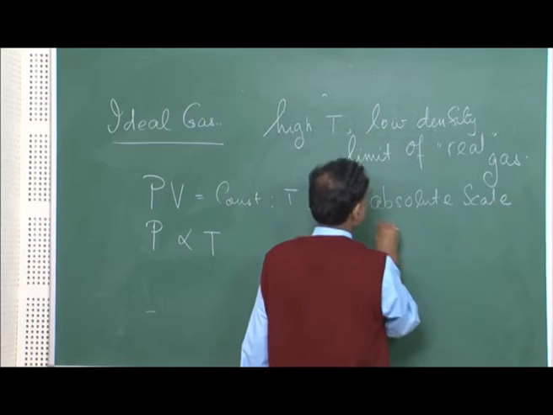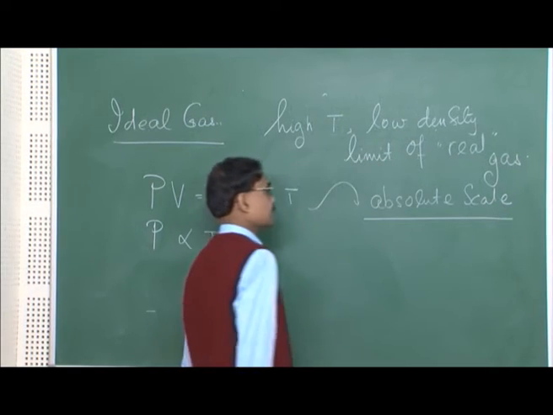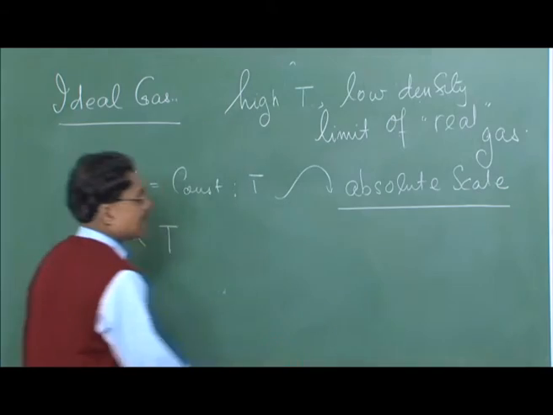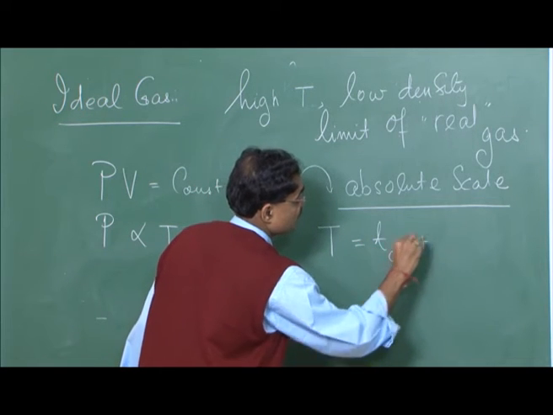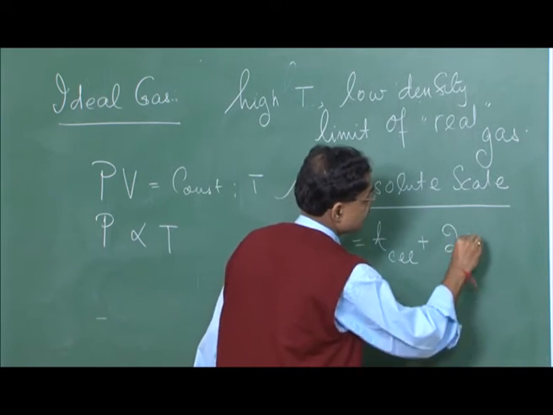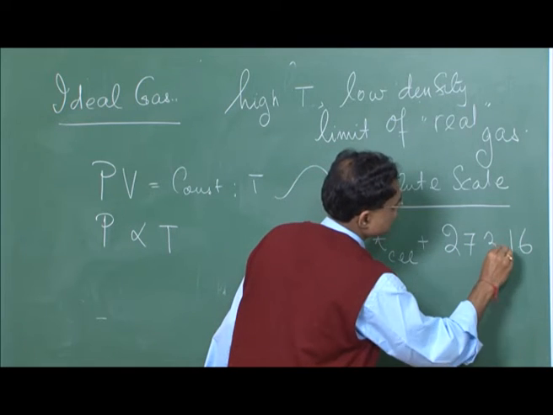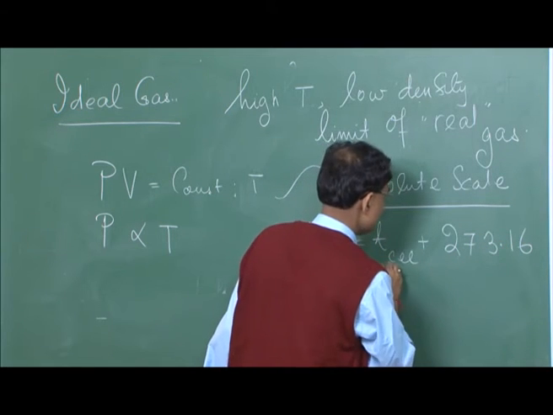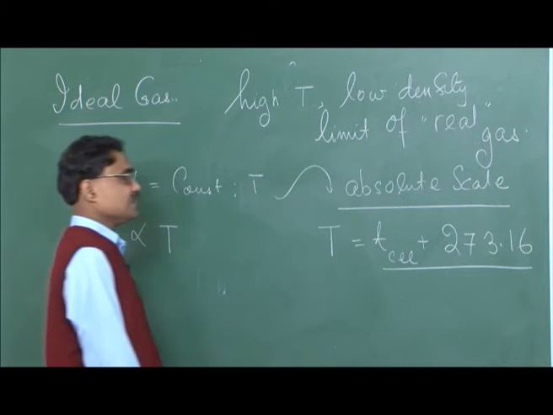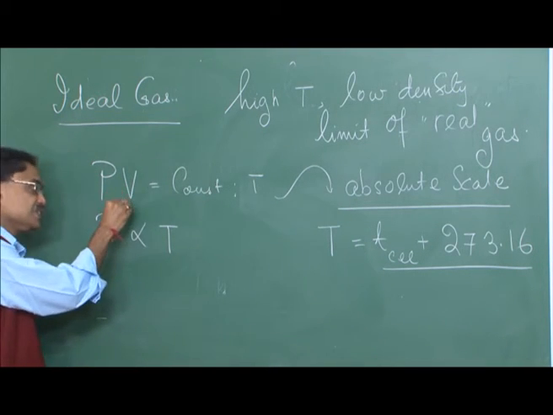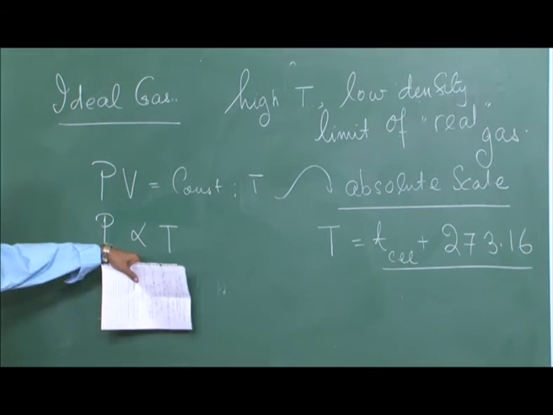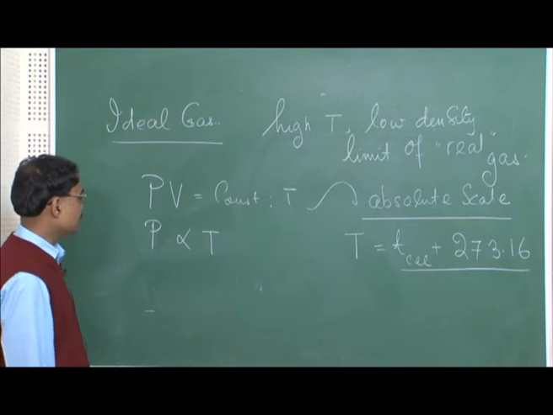This T I defined as the absolute scale. Soon the physical implication of this absolute scale will be clear. I said the absolute scale is T in Celsius plus 273.16, let us say roughly 270 degree Celsius. This is your absolute scale. Now, these are the equations. This is Boyle's law, this is Charles's law, P proportional to T.